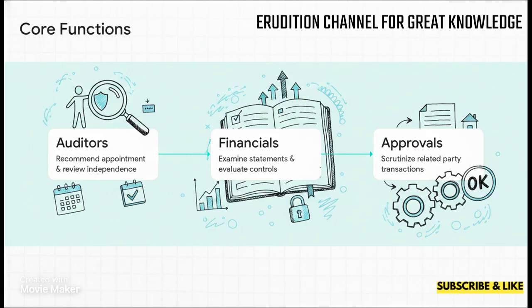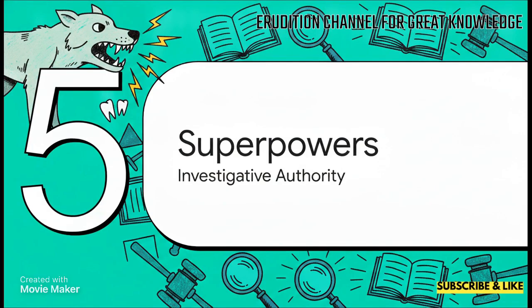They're tasked with approving or modifying transactions with related parties, strictly scrutinizing intercorporate loans and investments, and monitoring exactly how funds raised through public offers are actually being used. Let's turn to Section 5, investigative superpowers.